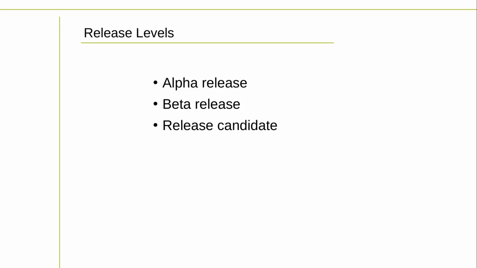Next will be a release candidate, which is a version of software that's considered stable and ready for release pending final testing and bug fixes. And finally, you'll produce a general availability release as the final version of software that's released to the general public.